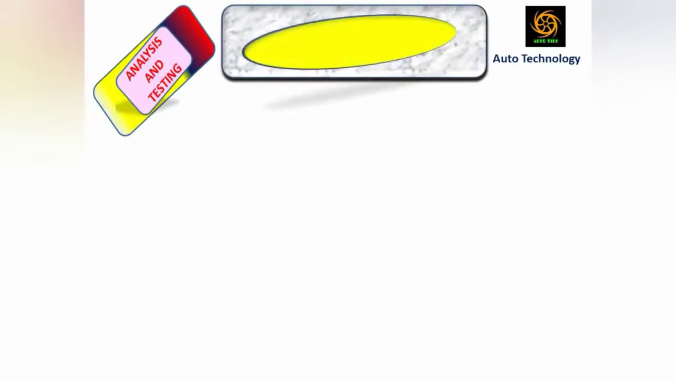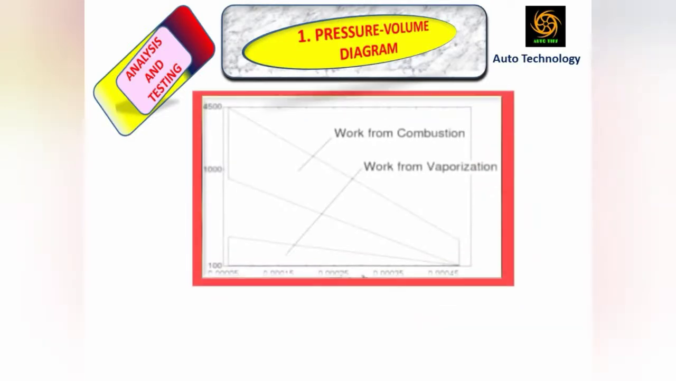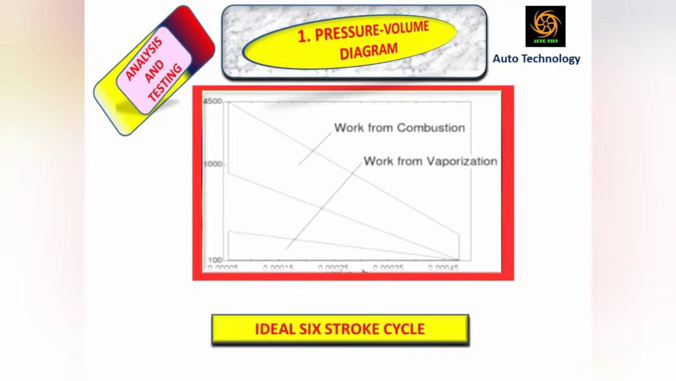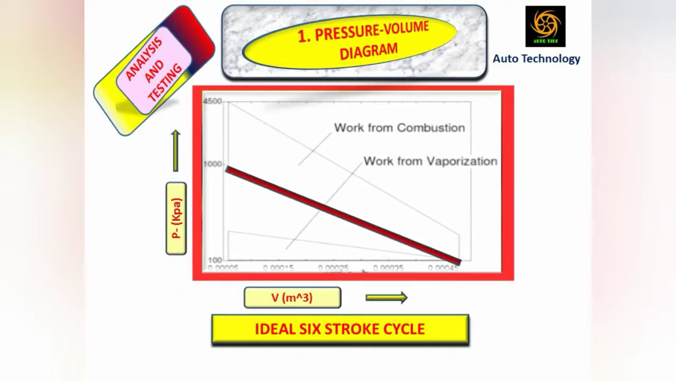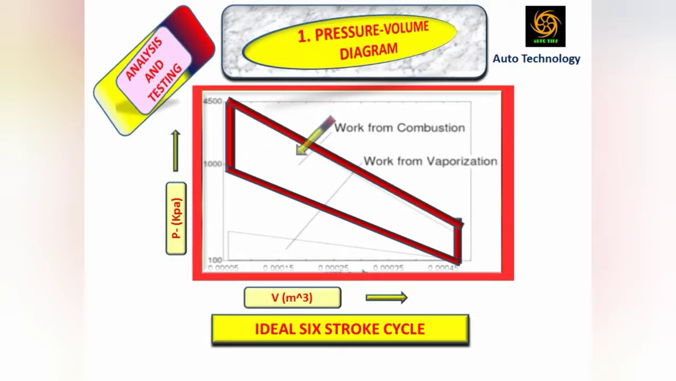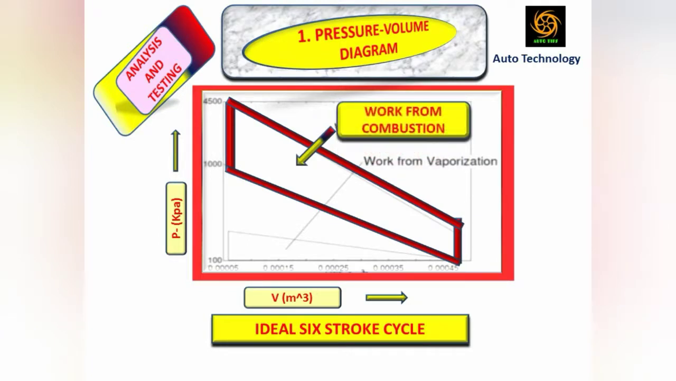Analysis and testing of the 6-stroke engine. Now I discuss the pressure volume diagram. From this diagram, we see the total work of the 6-stroke engine. This is the ideal 6-stroke cycle. In this graph, volume is on the x-axis and pressure is on the y-axis. This is the first pressure volume diagram. This diagram indicates work from combustion. This is the main power stroke of the 6-stroke engine.